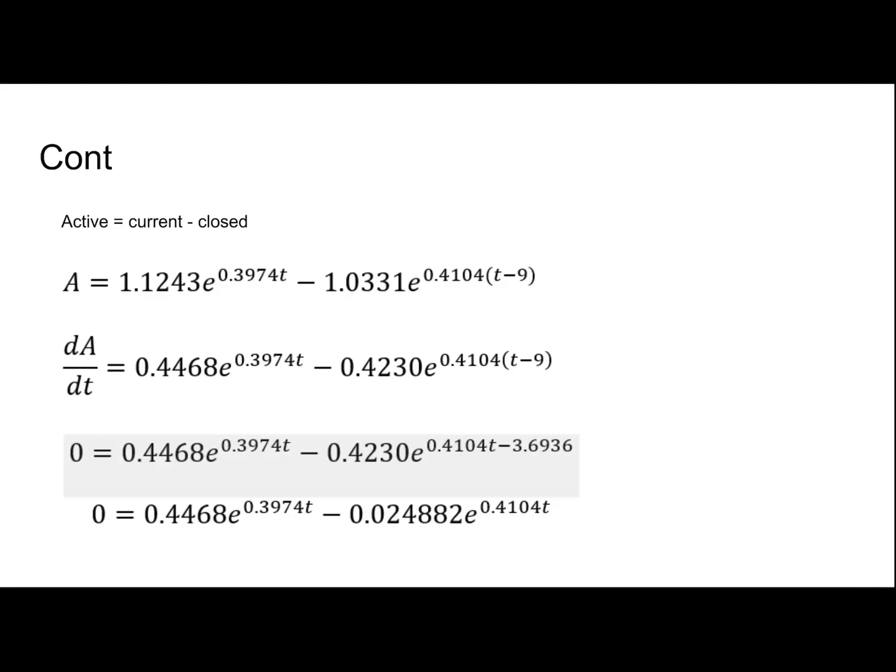Alright, so now a very key concept that I want to explain is moving the negative 3.6936 to the coefficient. How are we going to do that? That seems very complicated and random, and doesn't really make sense right now, right? Okay, so let's put it in a way that does make sense.